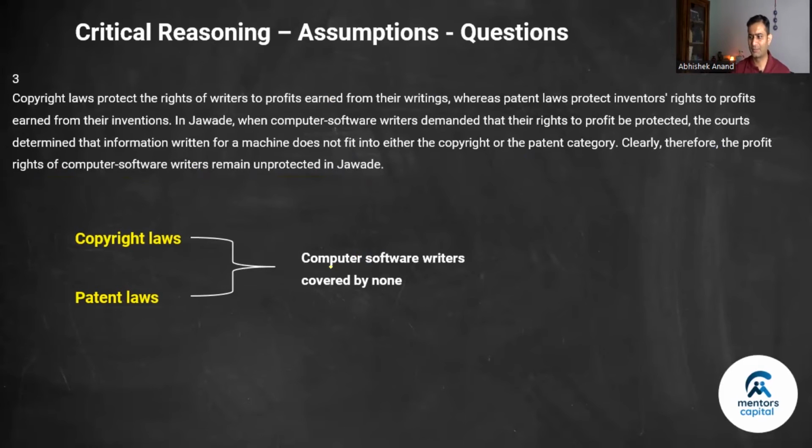Unfortunately, for computer software, writers are covered by none. And so the conclusion is they will not be protected, right? So let me give a simple example.